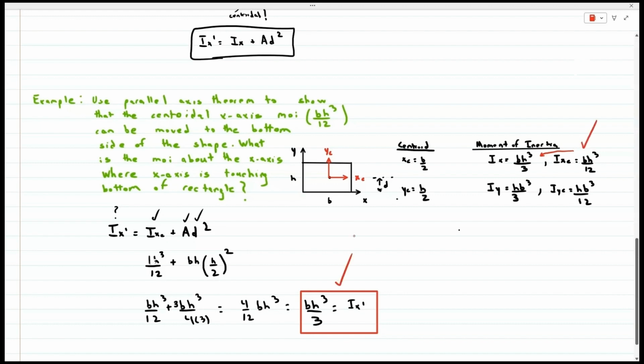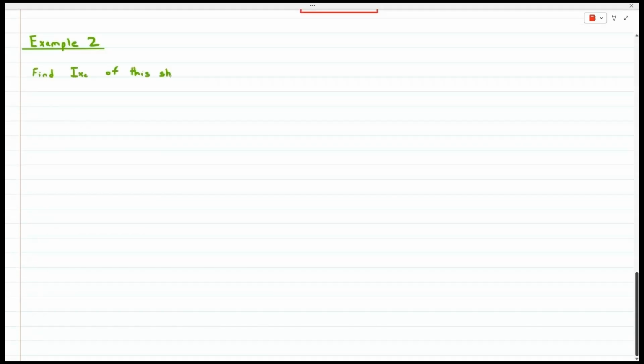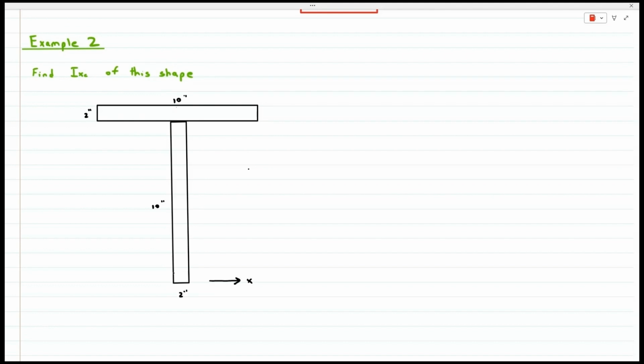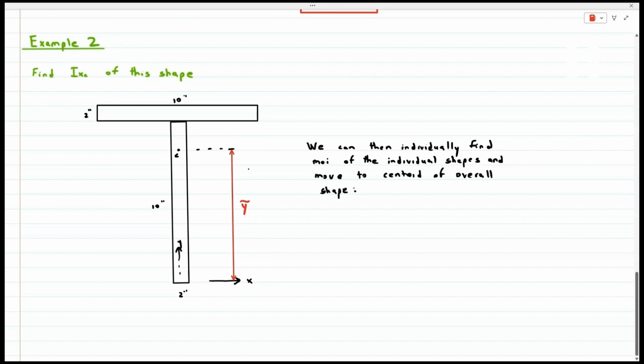Let's go ahead and move on to a second example where we try to find IXC and IYC of this shape. What is the thought process that we have to go through in order to find IXC and IYC for this shape? Well, we have to know where the centroid is, meaning that we have to find the y coordinate of the centroid. We know the x coordinate is going to be in the middle because of symmetry. The moment of areas is exactly the same about the y-axis.